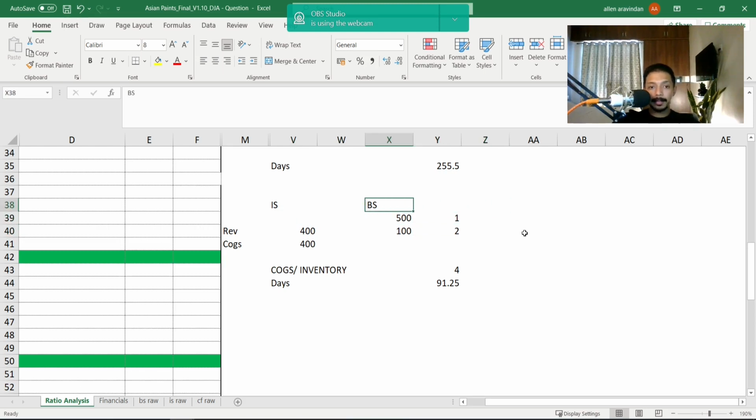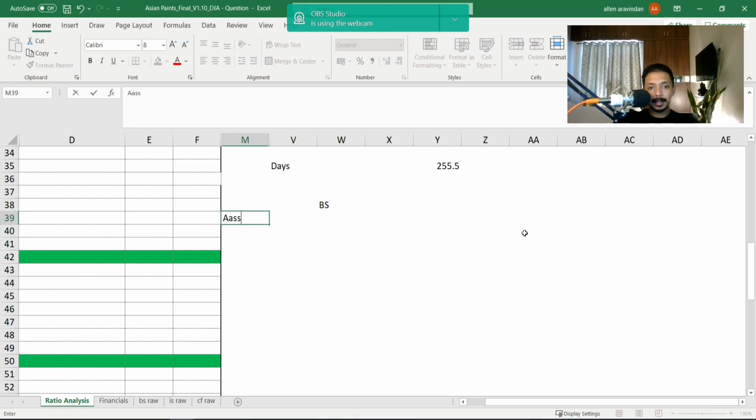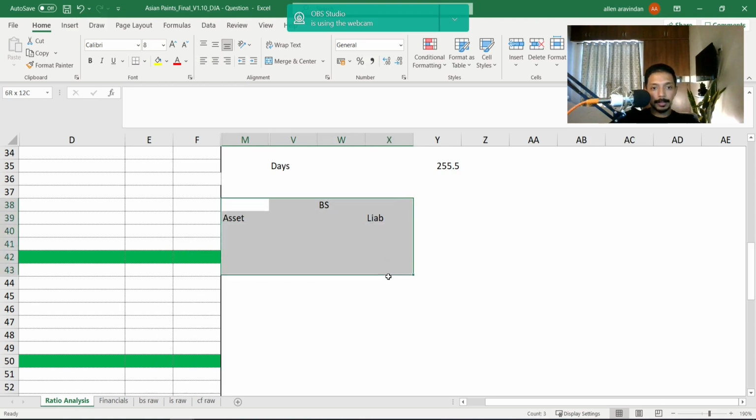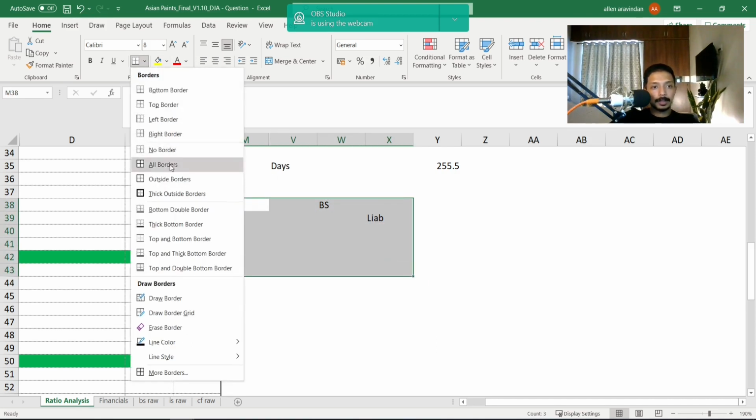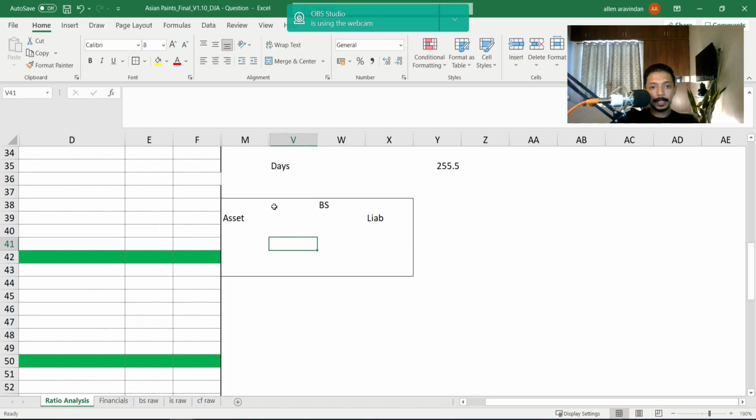So let's say I've scribbled a lot out here. Let me simplify this so that we can take some numbers. So let's say balance sheet, and then we have our asset side, and we have our liability side. So there we are. Let me just get some basic borders so that I'm able to work with something. So that's my balance sheet, let's say. And on this side we have, let's say, income statement.